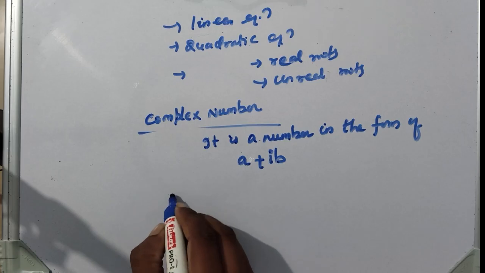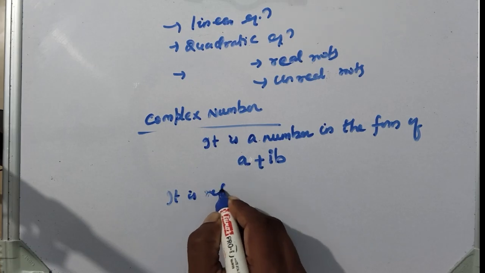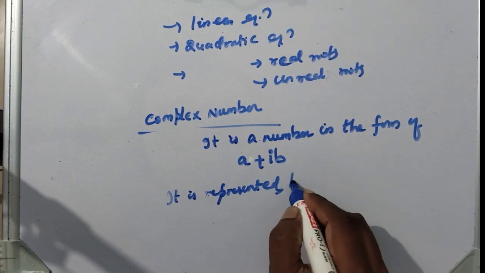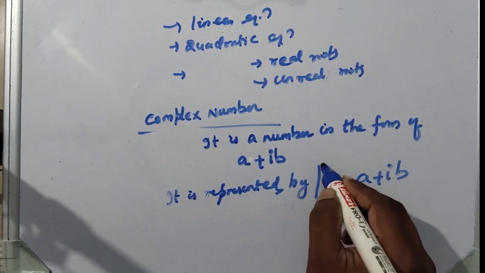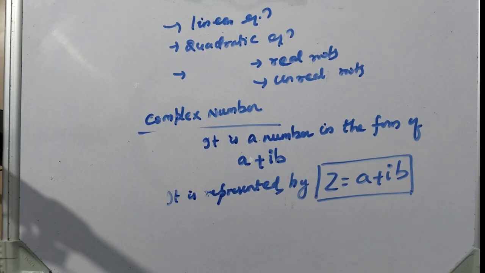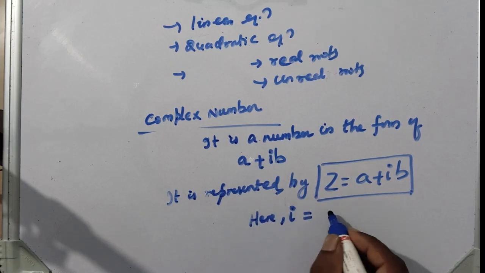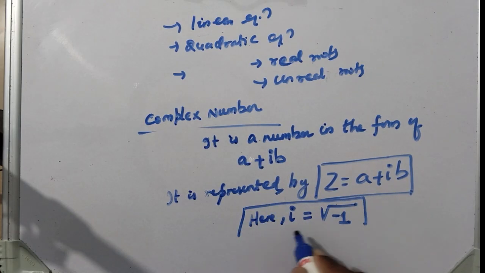So how is it represented? It is represented by z is equal to a plus ib. So in this form we will represent a complex number. What is this i? Here i is equal to nothing but root over of minus 1. And this is only the theoretical part. We will see how it is used and why we are writing it in this format.